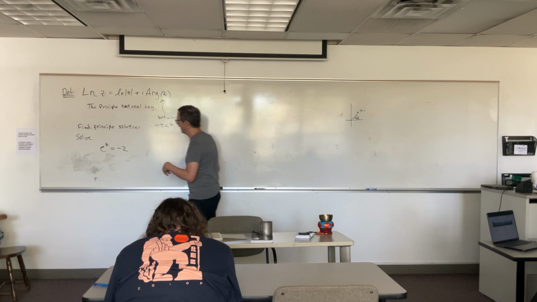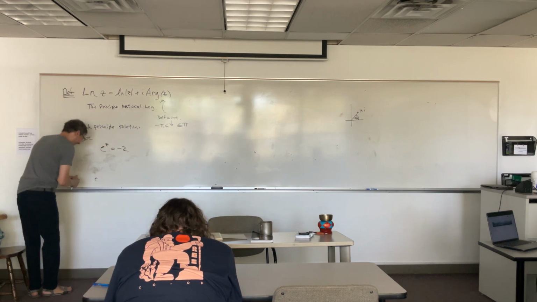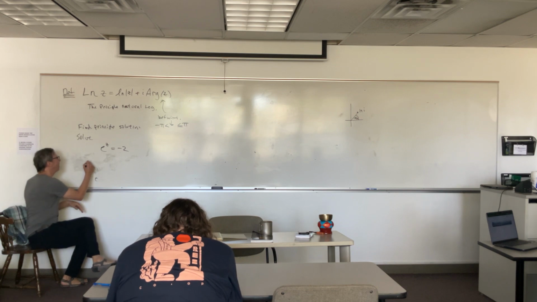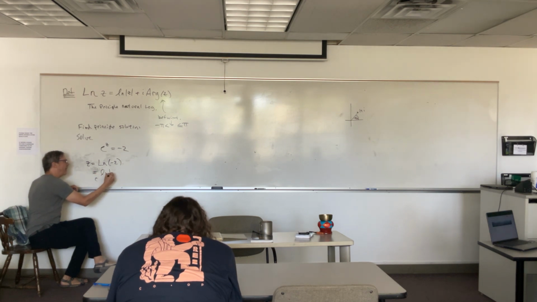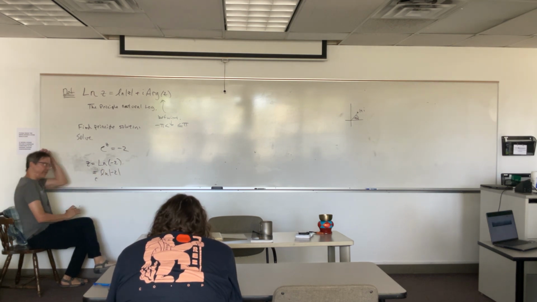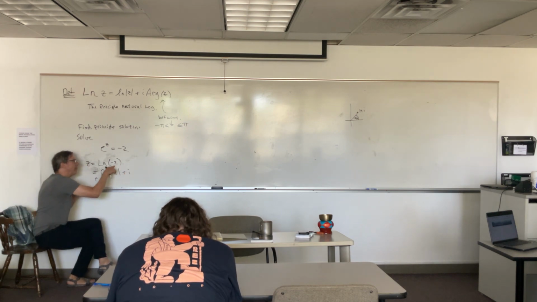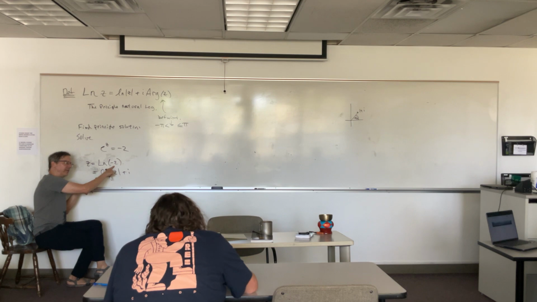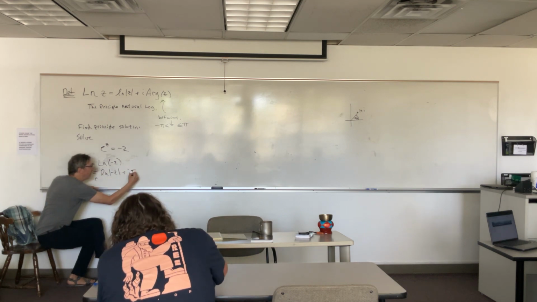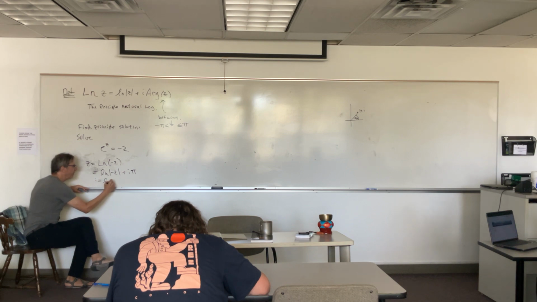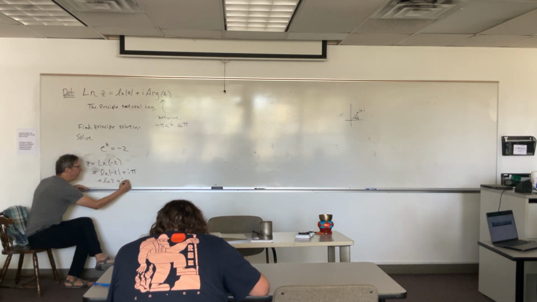All right, so z is the principal natural log of -2. So that is equal to the natural log of the modulus of -2, which will be 2, plus i times the principal argument of -2. What's the principal argument of -2? Pi. So, final answer: natural log of 2 plus pi i.